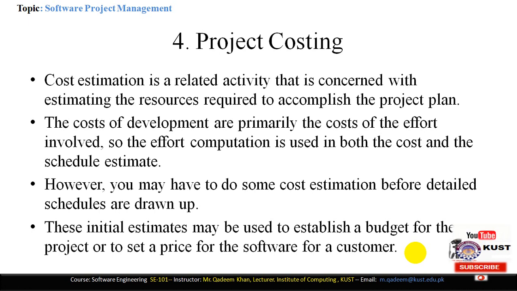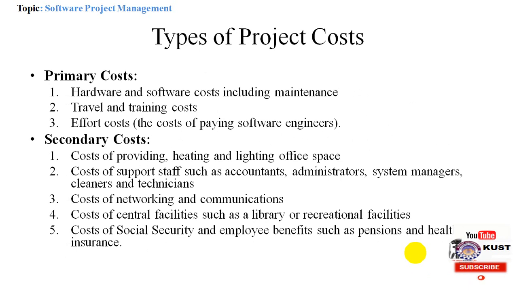We should also identify the exact budgeting. If we identify more budget, then it will result in corruption in organizations. So that's why over-budgeting is also not required. We should identify exact budgeting for the project.